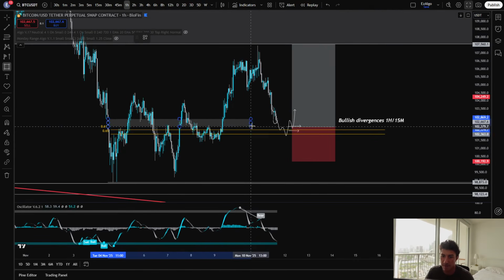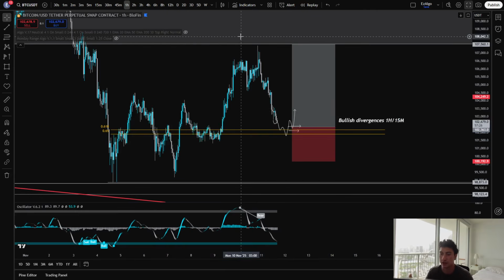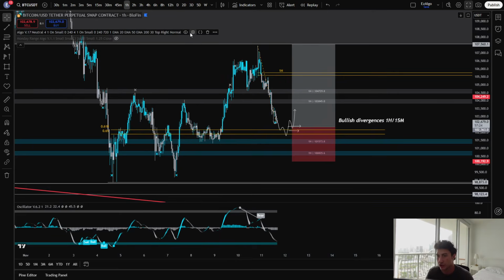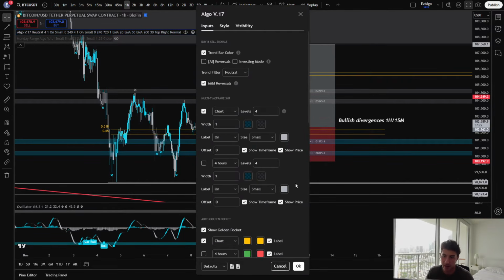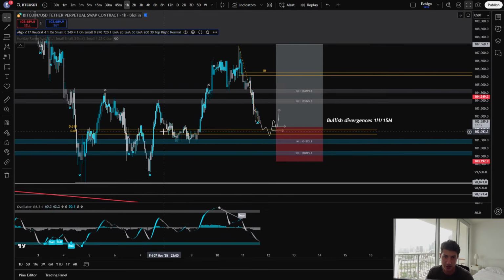Now, let's say you don't know how to manually draw these levels for yourself. You're still getting an eye for what to look for. We've coded a trading algorithm called EzAlgo, which automatically populates these key horizontal levels for you.